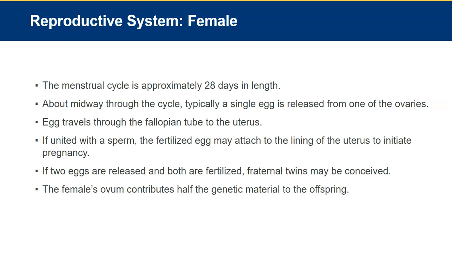That egg can travel through the fallopian tube to the uterus, and if fertilized, will attach to the lining of the uterus to begin development of a fetus. If two eggs are released, you can have fraternal twins. If that single egg divides, we can end up with identical twins. Now, an egg, similar to a sperm, has half the original genetic material.